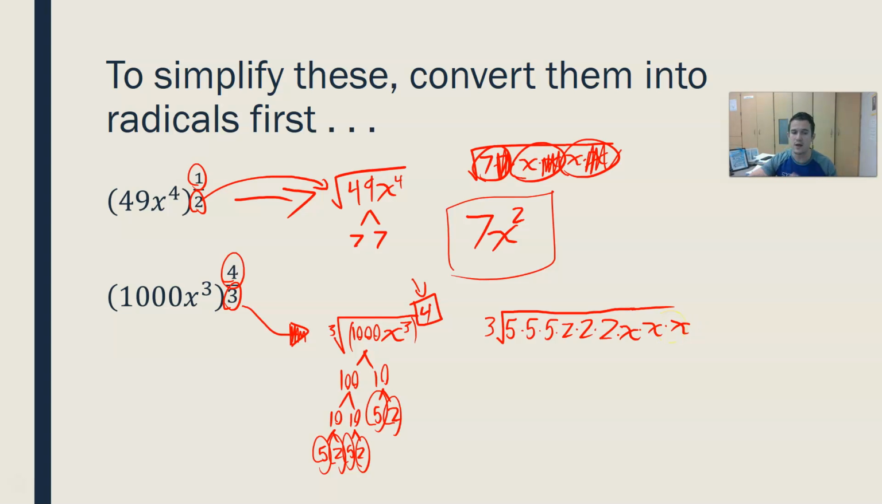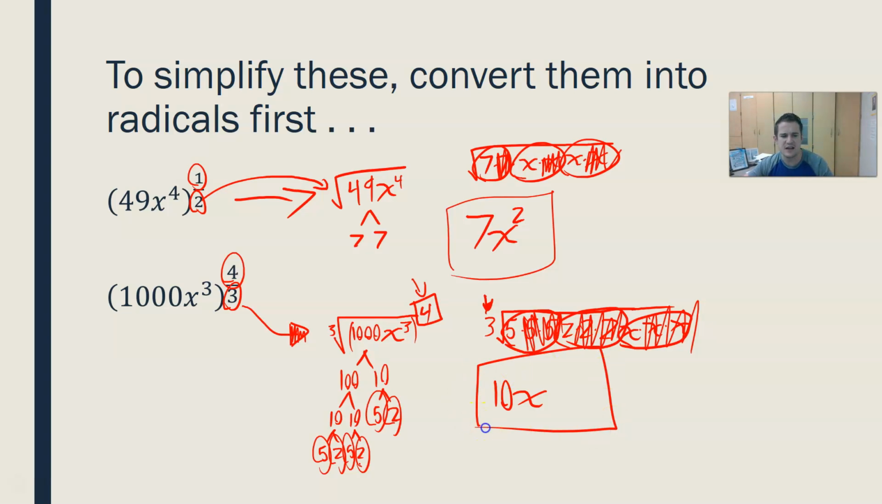Well, in a cube root number prison, they have to escape in groups of 3. This is a cube root, right? They have to escape in groups of 3. But only one survives in each group. Okay. Well, when I multiply all those together, I get 5 times 2 times x, which is 10x. So is that my final answer? Is 10x my final answer?